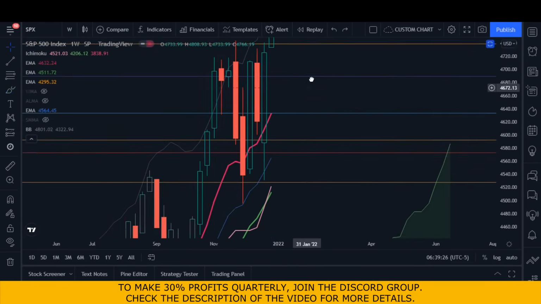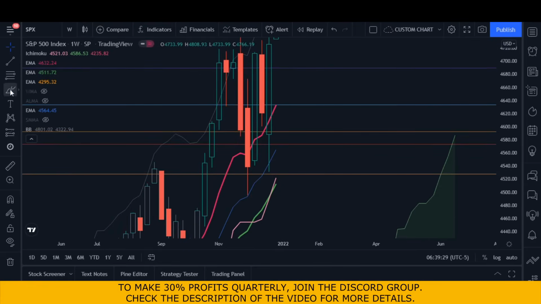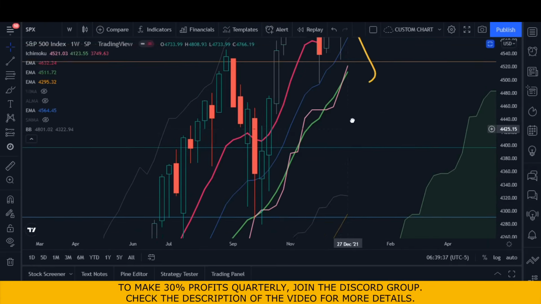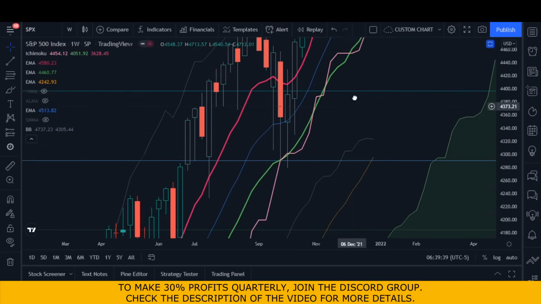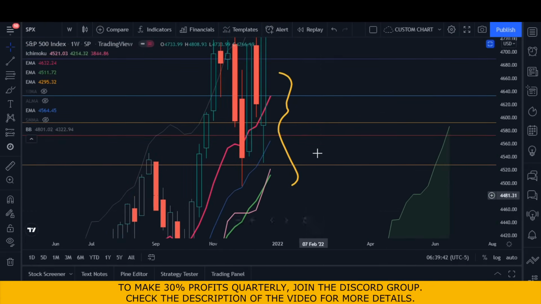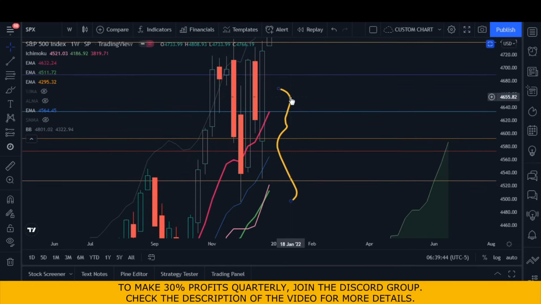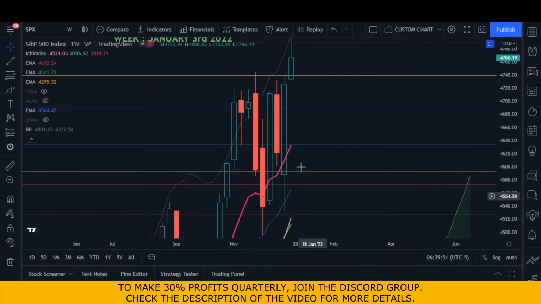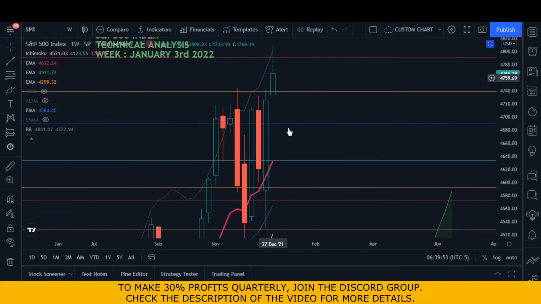Now we have the moving averages. If you look at the moving averages, there is a clear fan out. The market is bullish. This is what I've been telling you for many weeks, many months: because there is a clear fan out, the market is bullish. Now comes the Ichimoku. The market is trading above the Ichimoku, which means the market is bullish. So through the Bollinger Band, moving averages, and Ichimoku, the market is bullish.